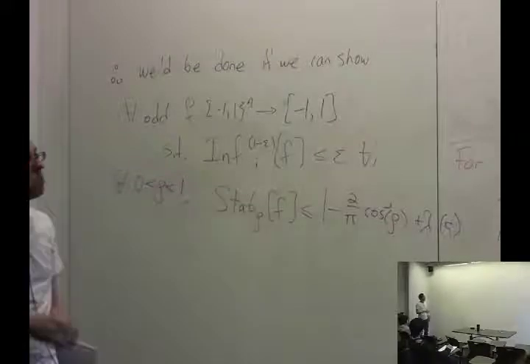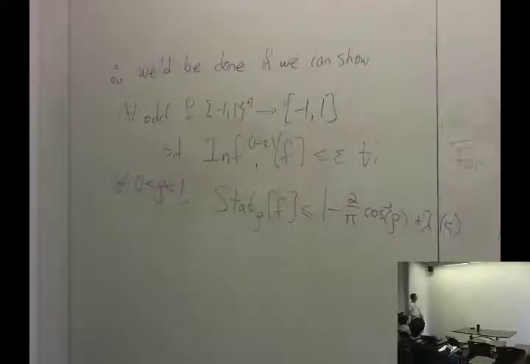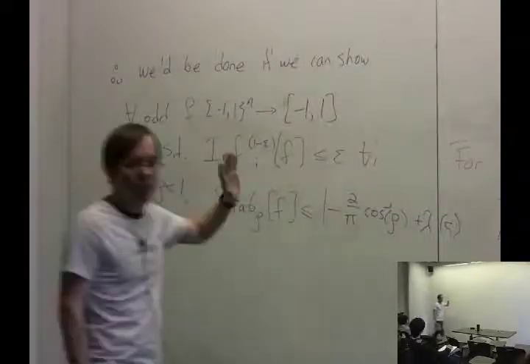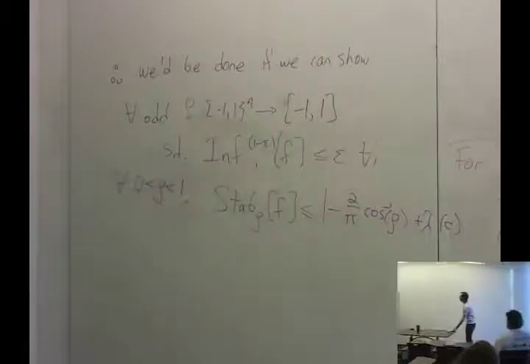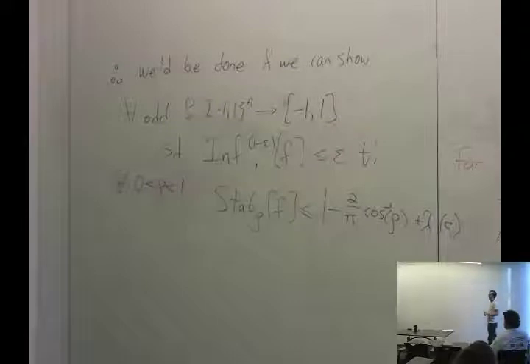OK, this is a somewhat boring manipulation. If you didn't quite follow it, it's not super important. This is what we're going to show. And it implies the analysis of the dictatorship test and therefore the UG hardness result. Any questions?